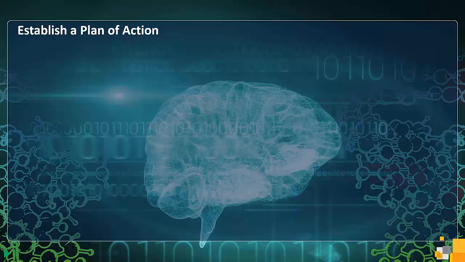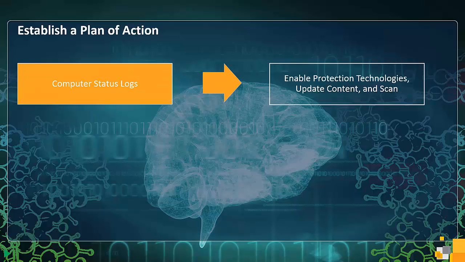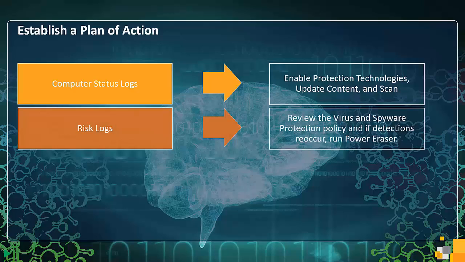In the computer status logs, Anthony and Angela plan to enable protection technologies on all impacted endpoints. Then an update content and scan command will be dispatched to the client computers. Based on the findings in the risk logs, Solucell will do a review of the virus and spyware protection policy. If detections reoccur after the scan, Anthony or Angela will run Power Eraser from the Symantec Endpoint Protection Manager.